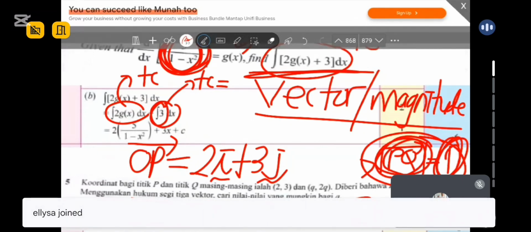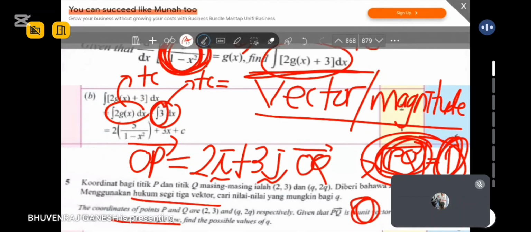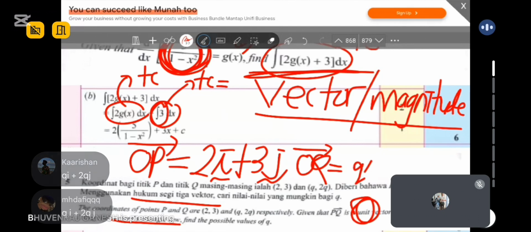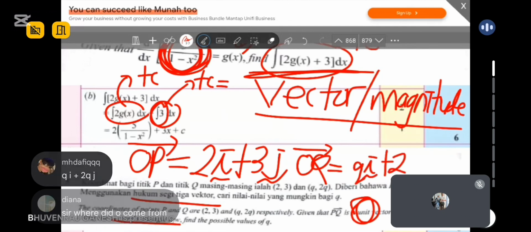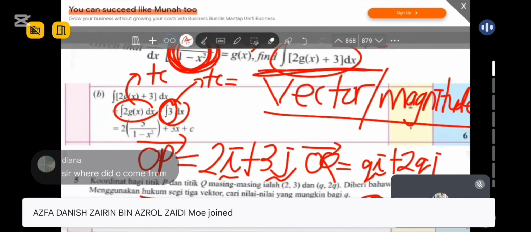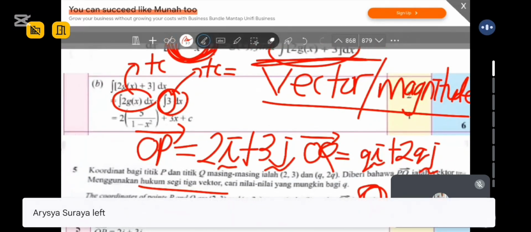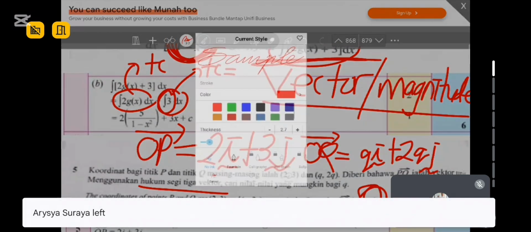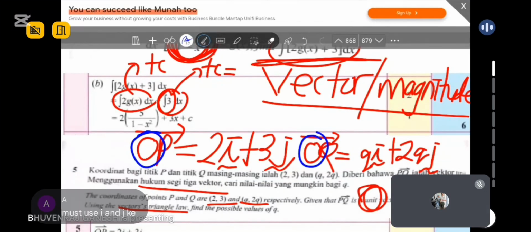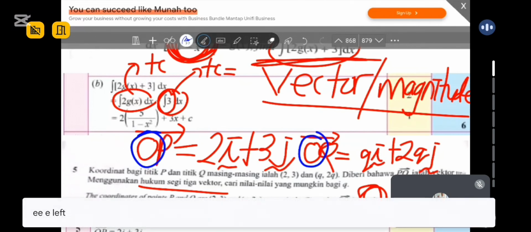Okay, so may I know OQ, what is your answer guys for the vector? Very good. Qi plus 2Qj. Just use the coordinates given, guys. Oh, guys, you must understand the letter O represents the origin, the point (0,0).